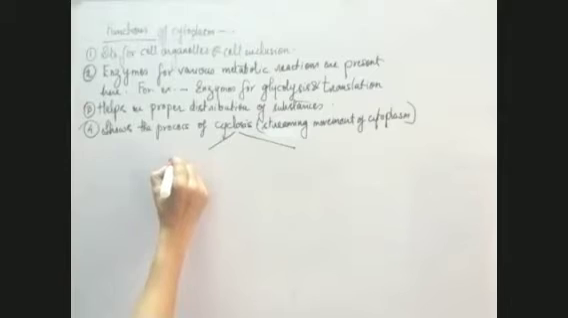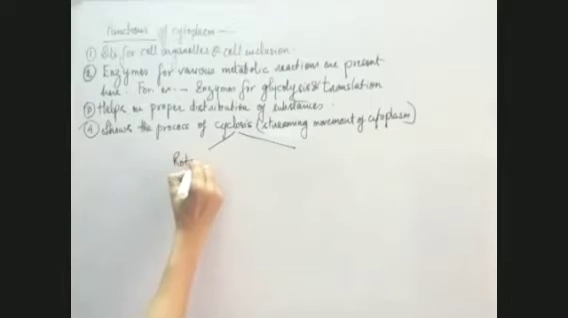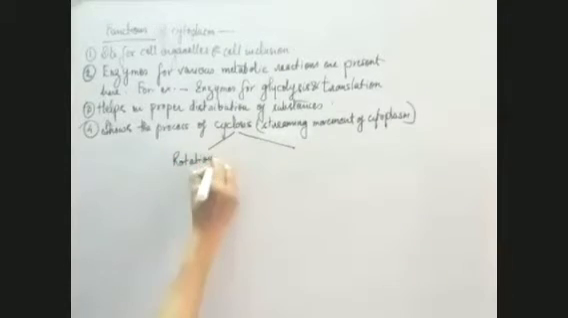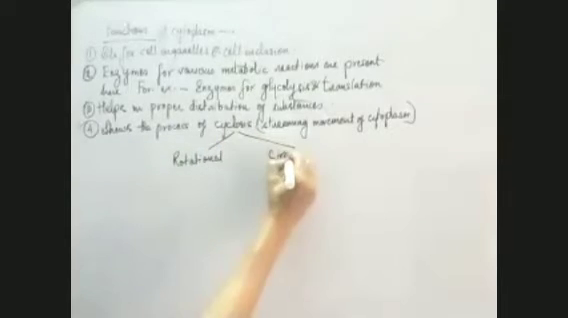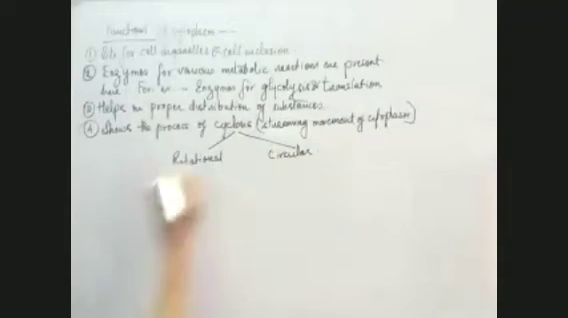This process of cyclosis is of two types. The first is rotational, another is circular. So the first process is rotational, and the second type of cyclosis is circular. What happens in the rotational cyclosis and what happens in the circular cyclosis?